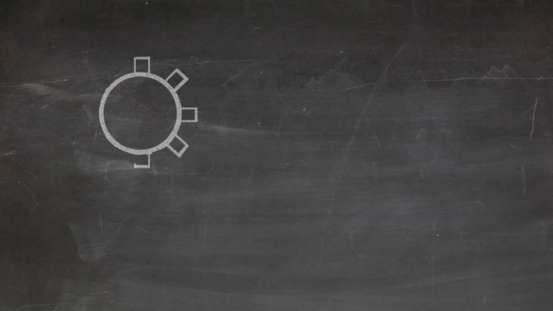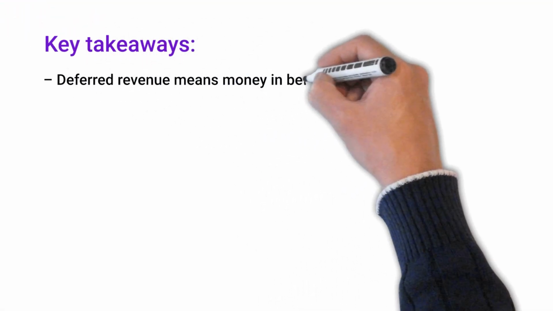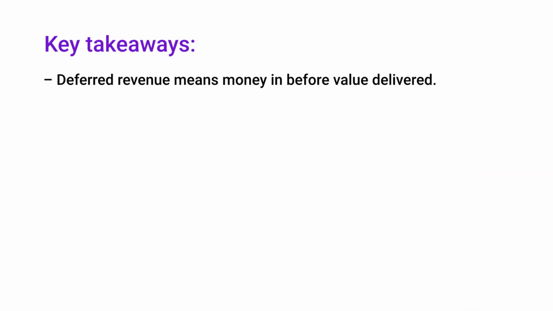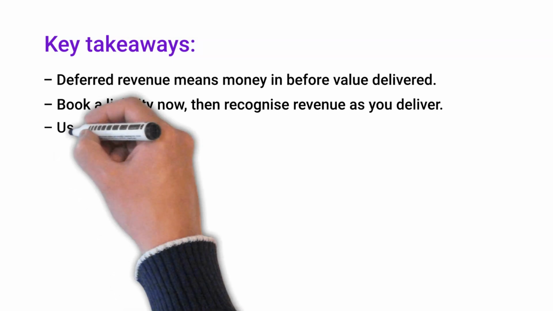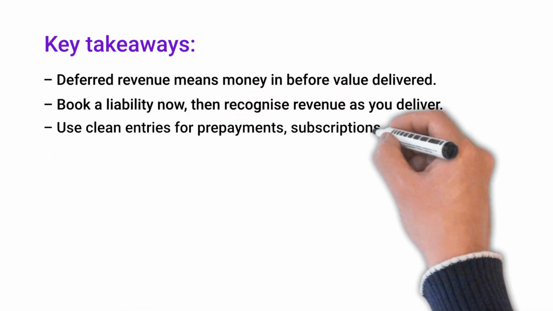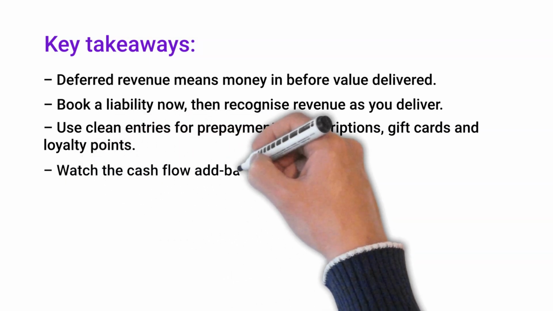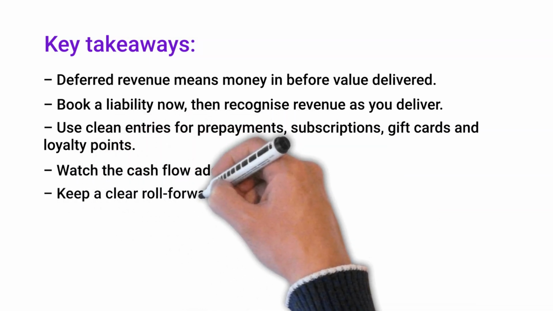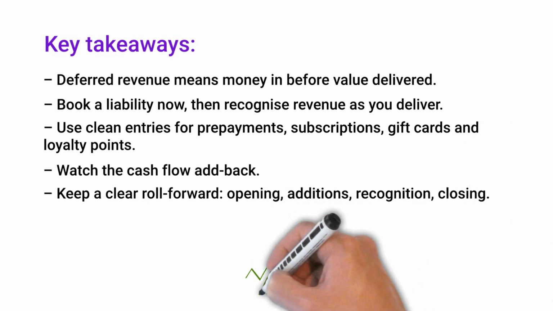Let's summarize the lesson. Deferred revenue means money in before value delivered. Book a liability now, then recognize revenue as you deliver. Use clean entries for prepayments, subscriptions, gift cards and loyalty points. Watch the cash flow add-back. Keep a clear roll forward: opening, additions, recognition, closing. That is deferred revenue in plain language.